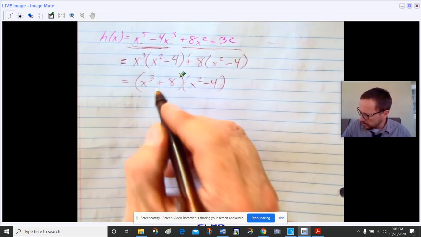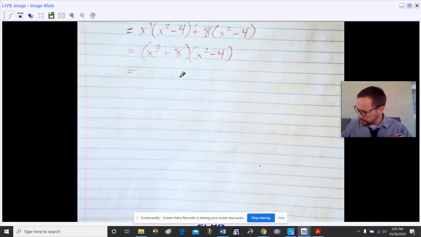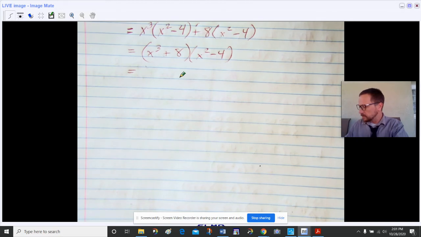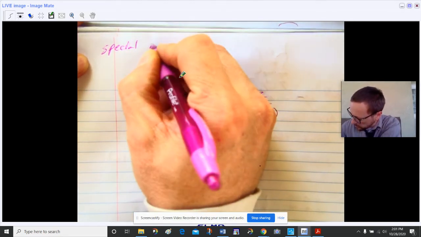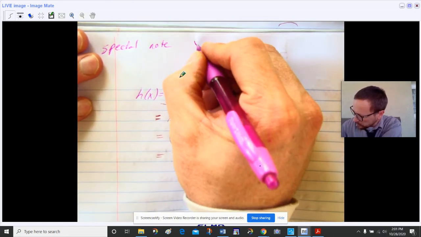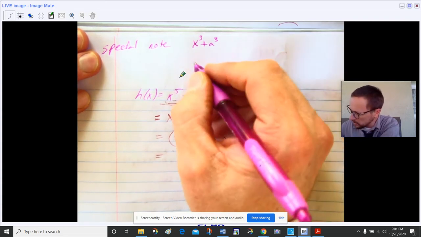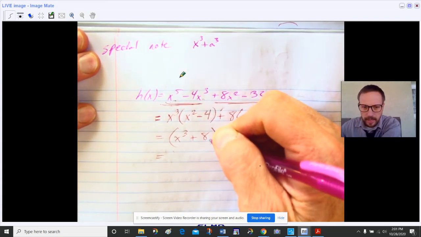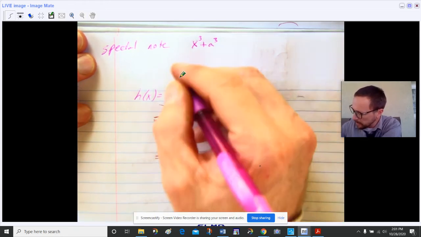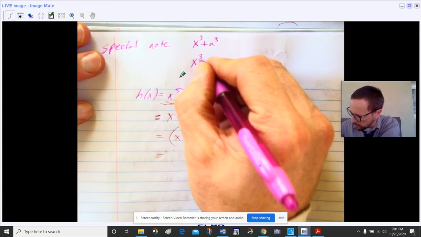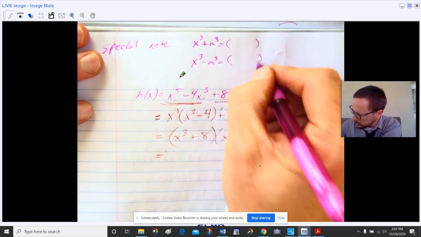Now, the difference and sum of cubes. Here's a special note. X cubed plus a cubed, and a could be any number. In this case, a cubed is 8, so a is 2, because 2 cubed is 8. Or we could also have X cubed minus a cubed. This is going to factor a certain way.